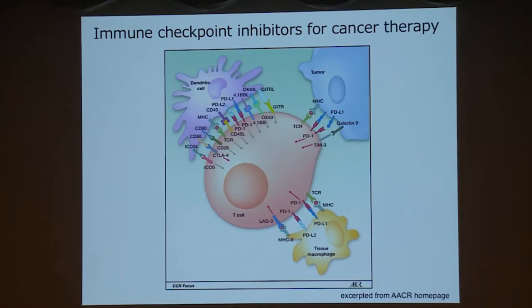Following the success of ipilimumab, other immune checkpoints were studied as possible targets for inhibition. One such interaction was that of the PD-1 receptor and its ligand PD-L1.